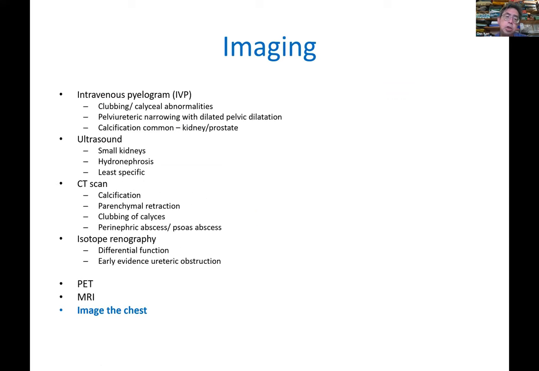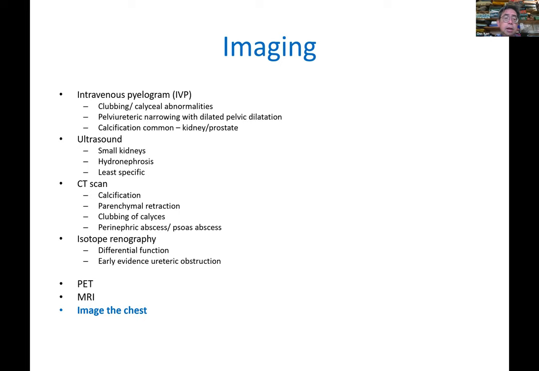So in terms of imaging, we've gone through this a little bit with some of the pictures I've shown you before. We've got our standard IVU, IVP, and again, this is there to demonstrate the calyces are abnormal. There may be pelvic ureteric narrowing, again with stricturing. And calcification is common in the kidney and prostate, and again, I've shown you several examples of this. Ultrasound is least specific. It may show you hydronephrosis. It will show you small kidneys, but it's not going to tell you that this is necessarily TB related.